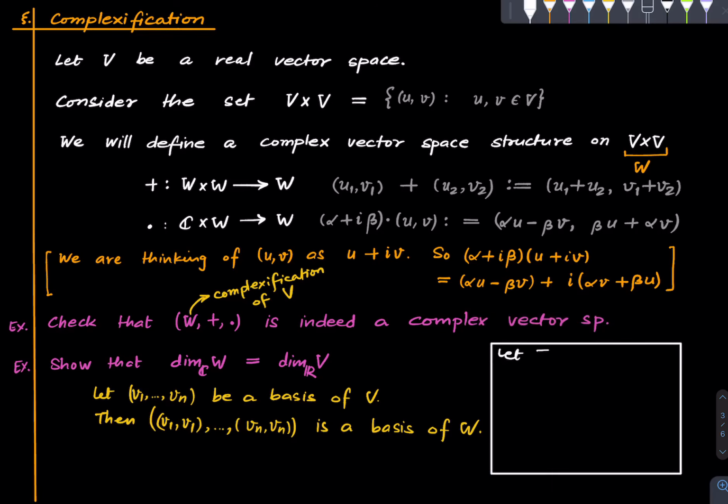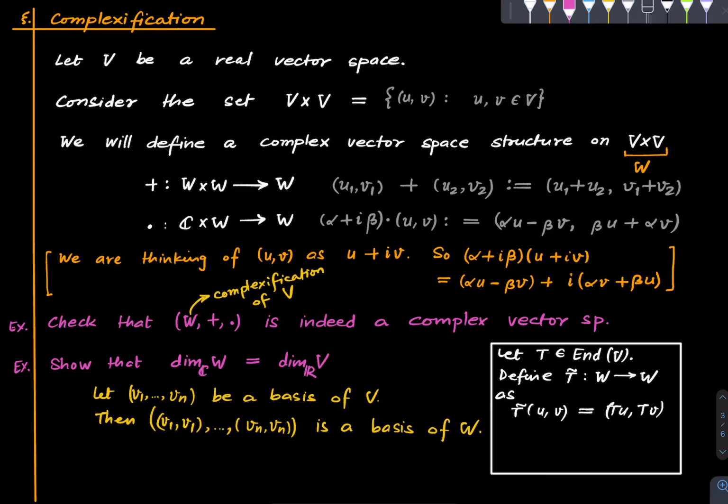So let T be an endomorphism on V. Then we can also get an endomorphism on W. So define T tilde, for lack of a better notation, from W to W as T tilde of (u, v) equals (Tu, Tv). So this is a map, and you can check that this is a linear map.